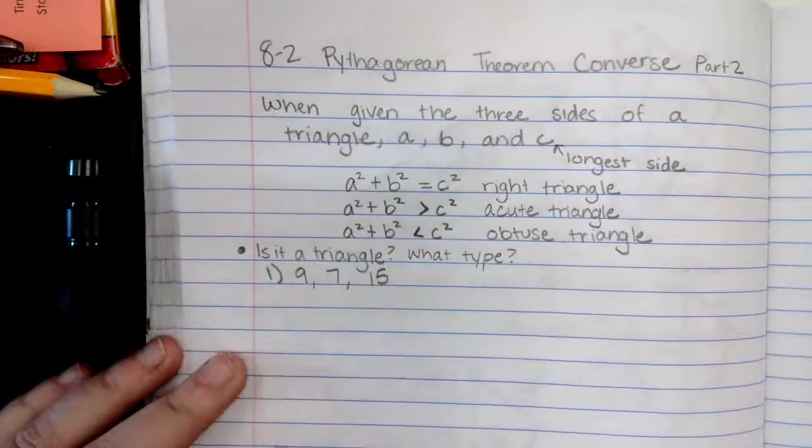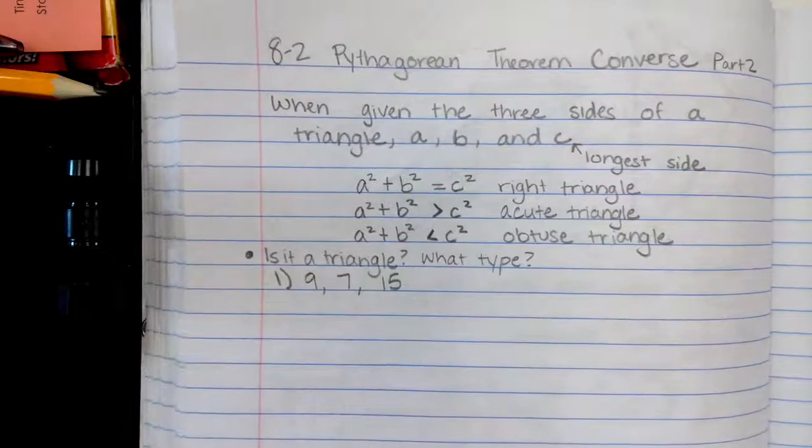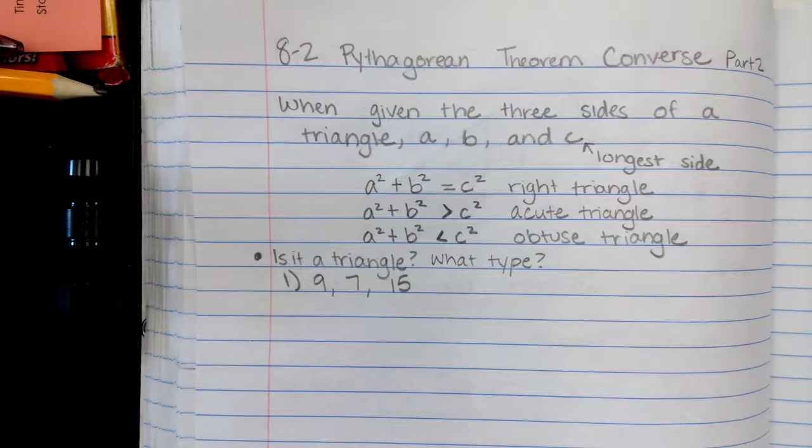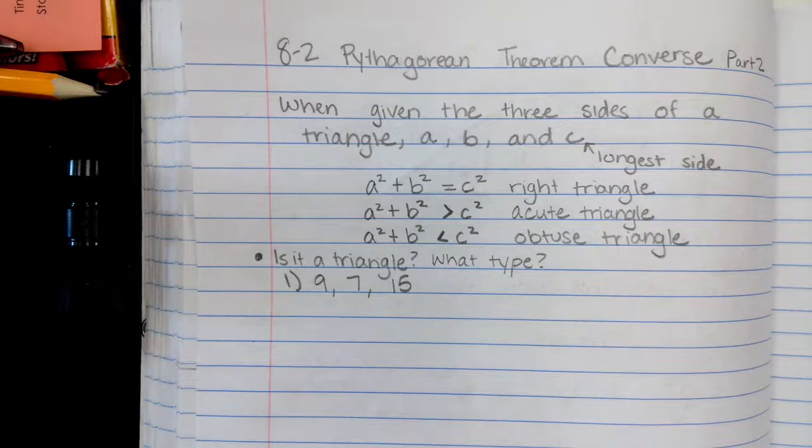So before we even think about a squared plus b squared and c squared, we have to decide if it's going to make a triangle. And that goes back to our triangle inequality theorem.